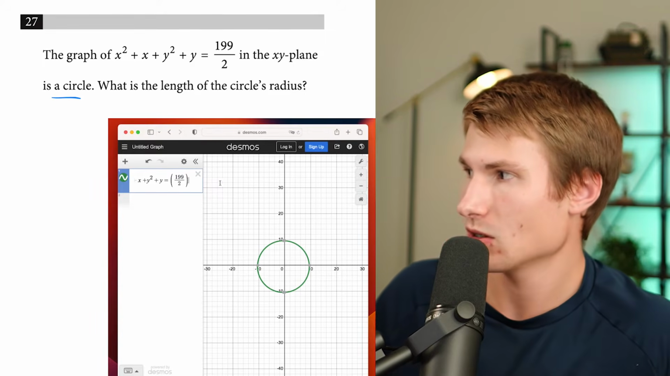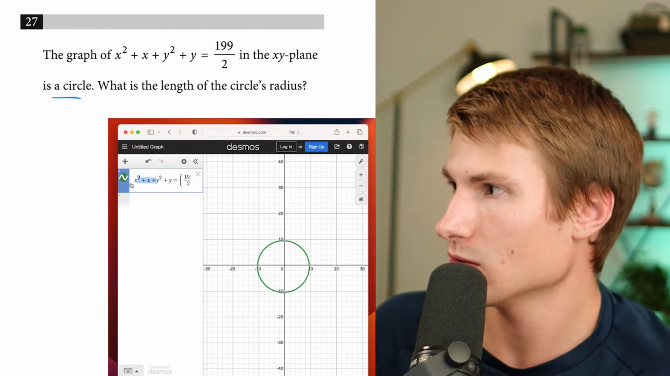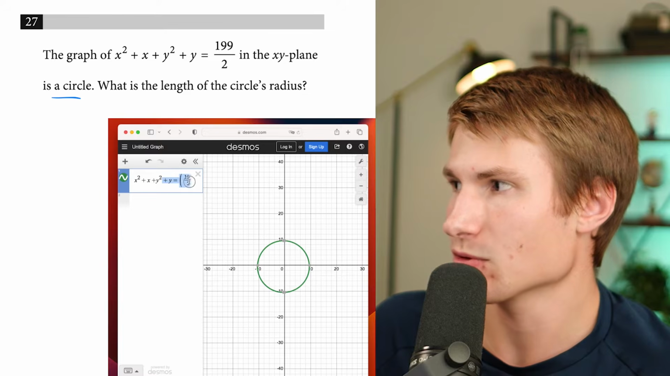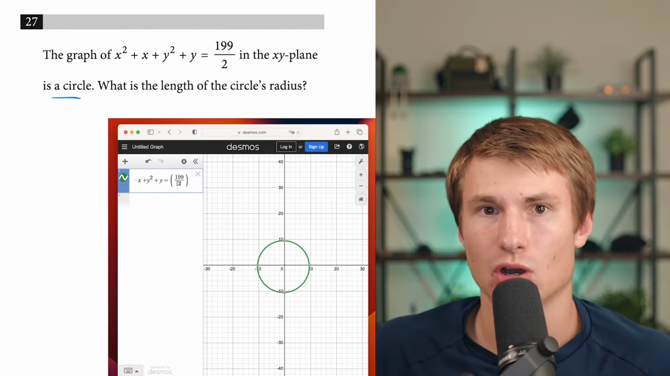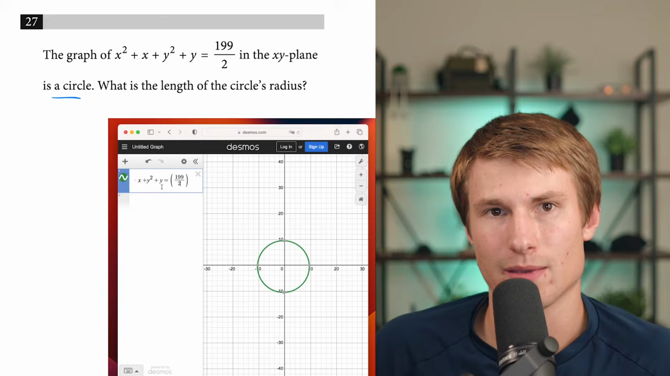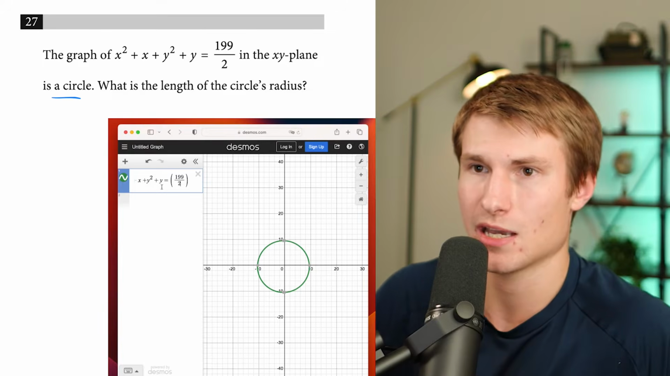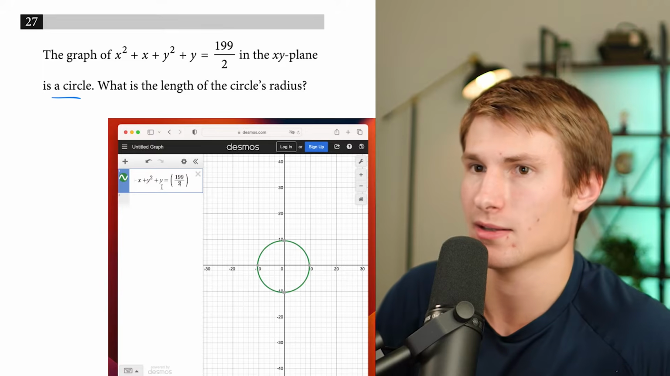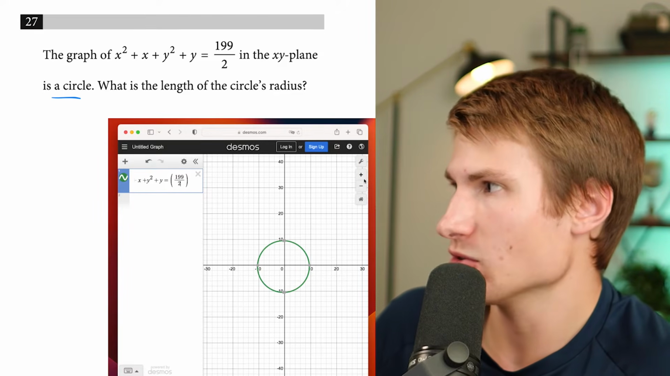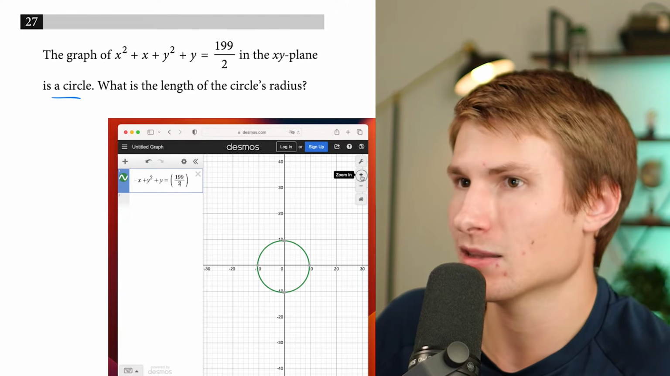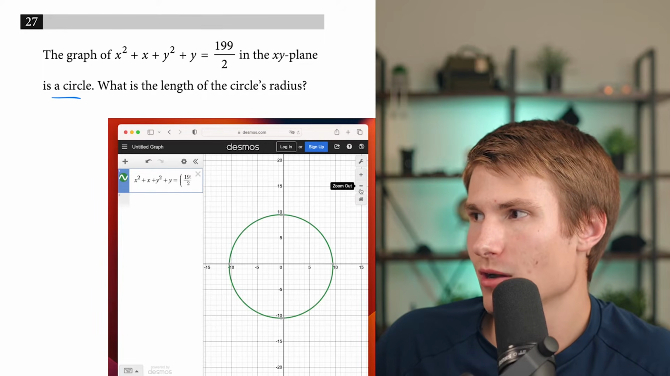Okay, as you can see, we've got our circle now. We've got x squared plus x plus y squared plus y equals 199 over 2. Always make sure that what you have in Desmos is the same as what you are supposed to put in, because obviously you don't want to make a mistake just because you accidentally put in a typo on Desmos. That being said, we have it written down. We are looking to solve for the length of the circle's radius, so I'll go ahead and zoom in on the circle.